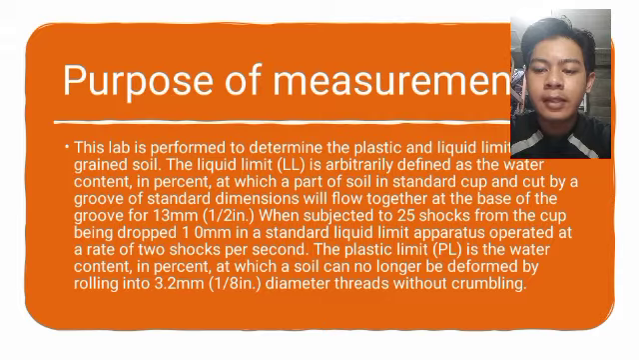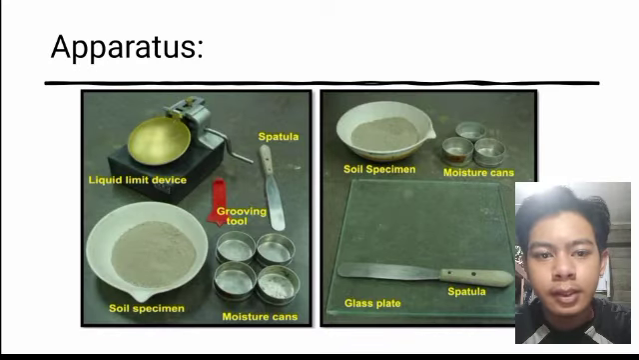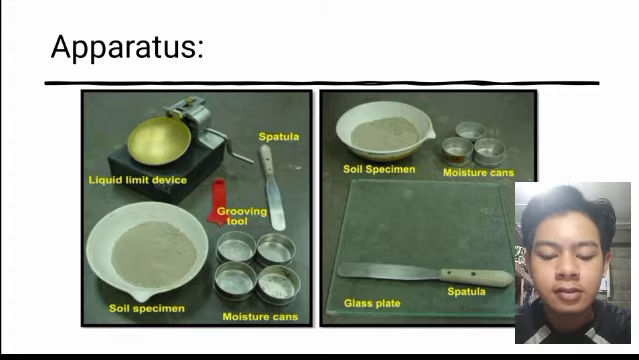The plastic limit is the water content in percent at which a soil can no longer be deformed by rolling into 3.2 mm diameter threads without crumbling. The apparatus that we use is liquid limit device, grooving tool, spatula, soil specimen, moisture cans, and glass plate.